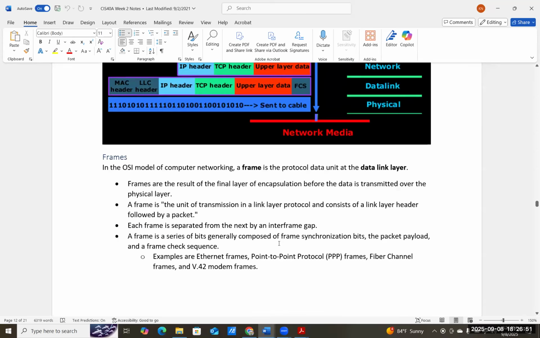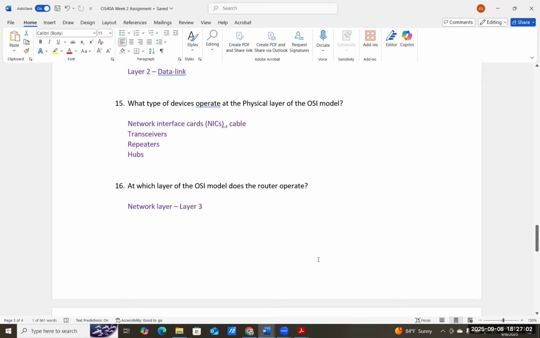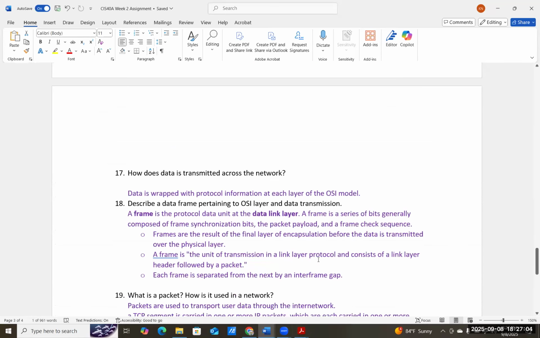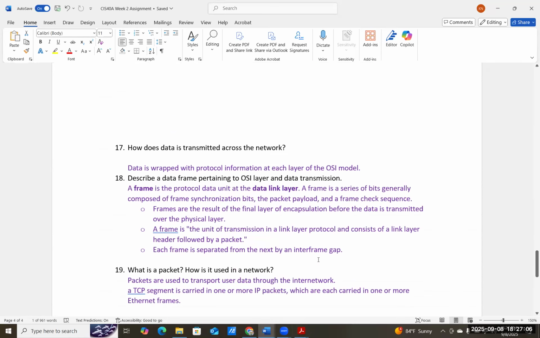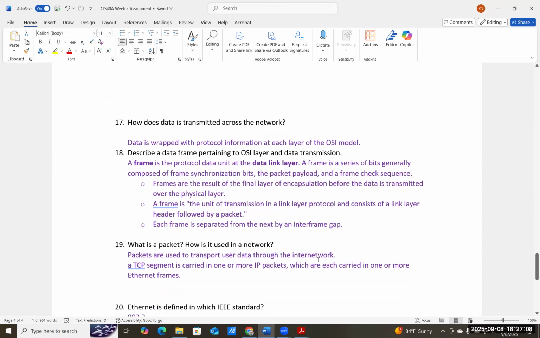Okay, and here it talks about frame. So a frame is different than the packet, where the frame is used at the switch level and the packet is used at the routing level. Okay. So how does data get transmitted across the network?